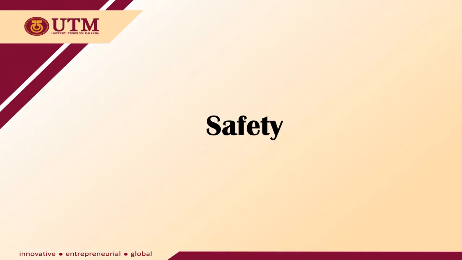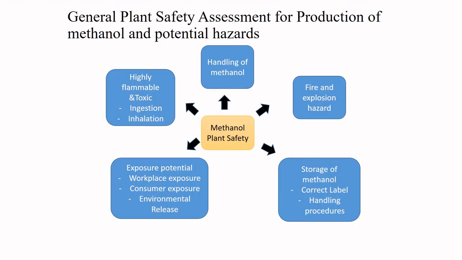Safety. General plant safety assessment for production of methanol and potential hazards. Methanol is highly flammable and toxic, which can cause permanent blindness, poisoning, and possibly death due to the ingestion or inhalation of methanol.